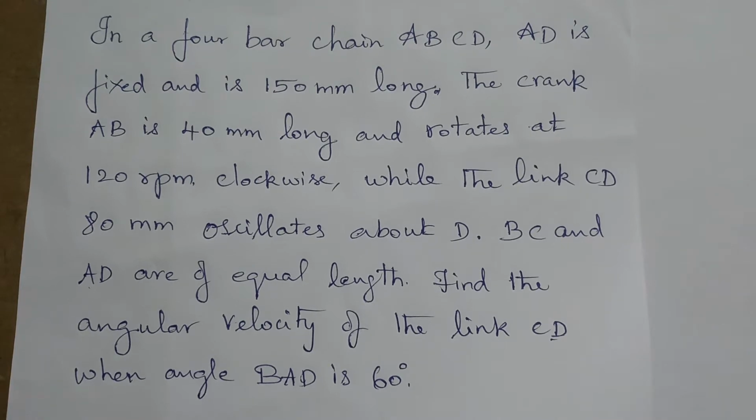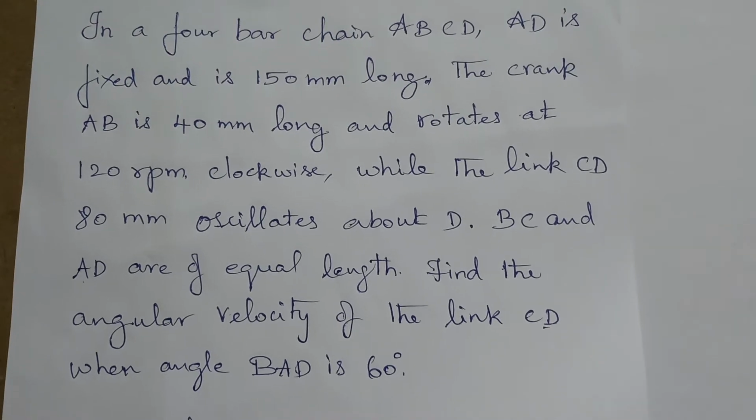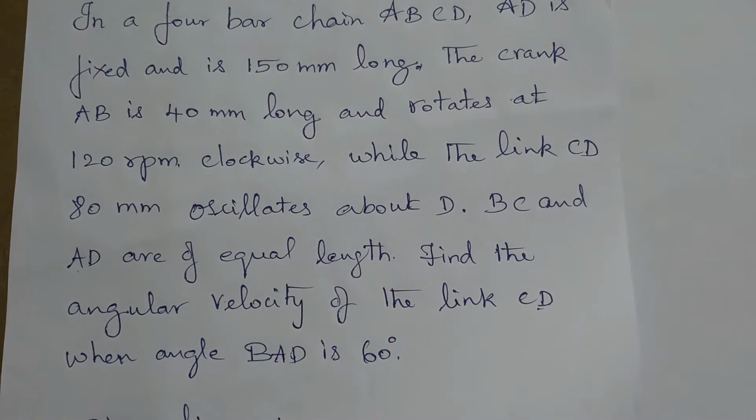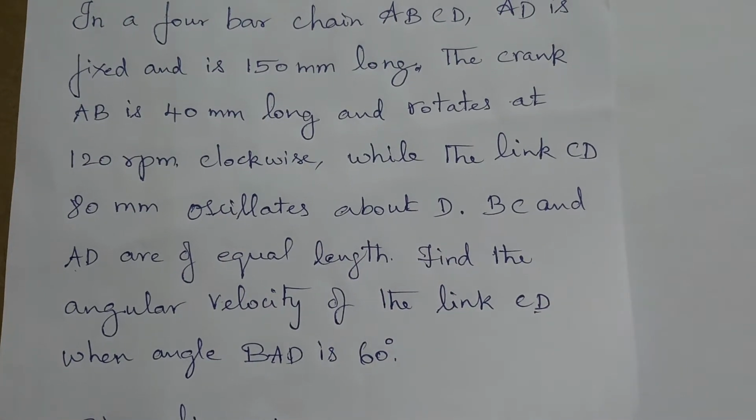Okay, so in a 4-bar chain ABCD, AD is fixed and is 150 mm long. The crank AB is 40 mm long and rotates at 120 rpm clockwise, while the link CD equal to 80 mm oscillates about D. BC and AD are of equal length. Find the angular velocity of link CD when angle BAD equal to 60 degree. So this is the given example. For this we are supposed to draw the velocity diagram.